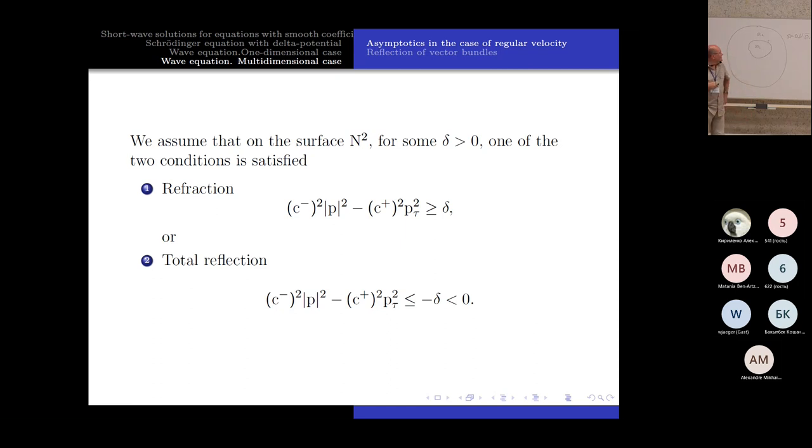And another condition is the condition of total reflection. I will not consider the situation when the left-hand side of this inequality can change sign on the surface N. It is a much more complicated situation. Okay. So in these two cases, we have to consider transmitted and reflected Lagrangian surfaces.